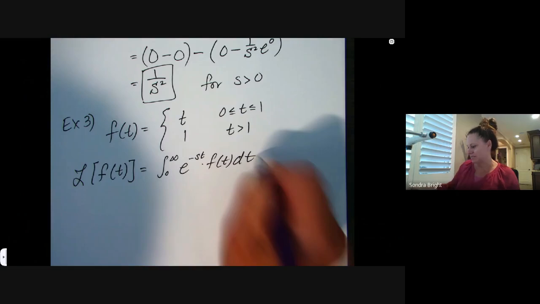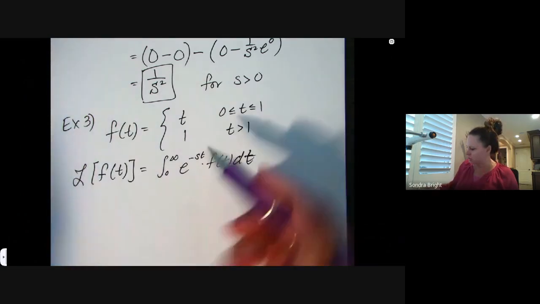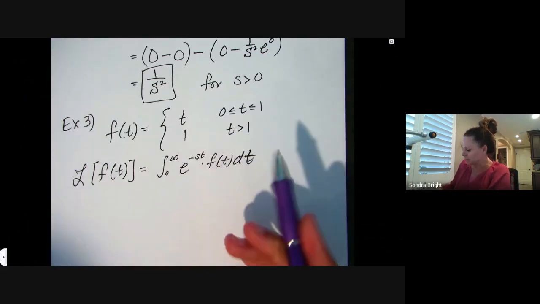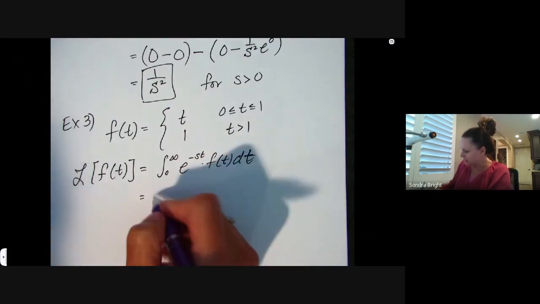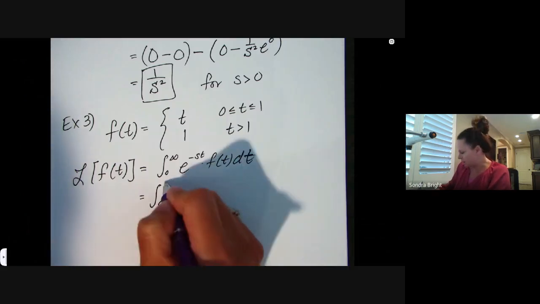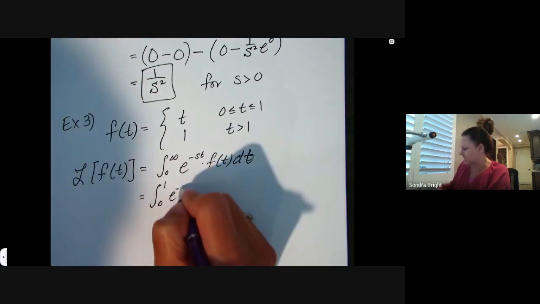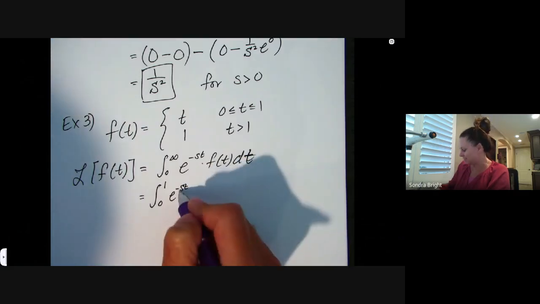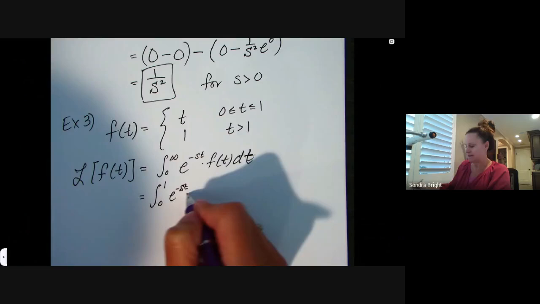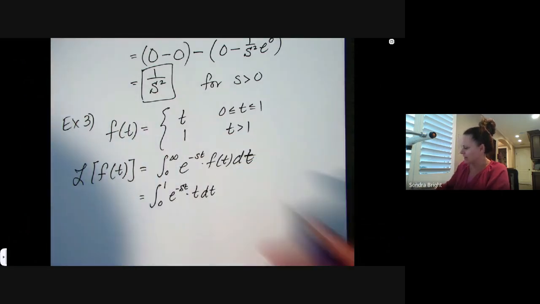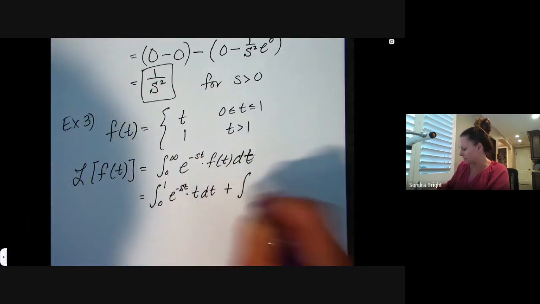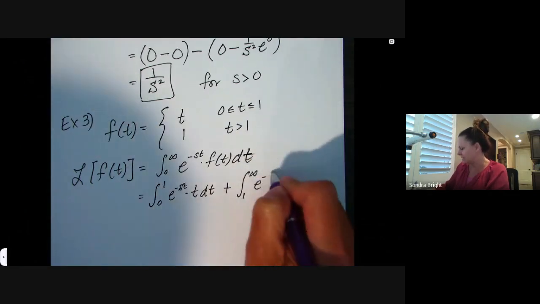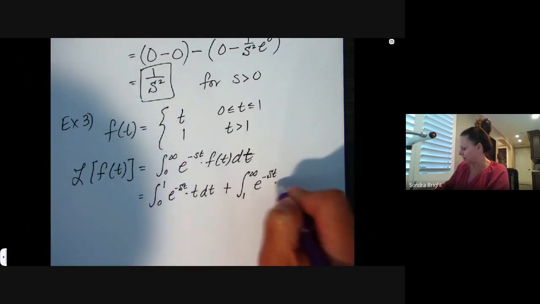But now it's a piecewise function. Our t's are going from 0 to 1, and then from 1 to infinity, so we're going to separate this. This is going to be the integral from 0 to 1 of e to the negative st, and then your f of t when you're on from 0 to 1 is just t, so times t dt, and then add to that, when t is greater than 1, that means from 1 to infinity, of e to the negative st times a 1, dt.